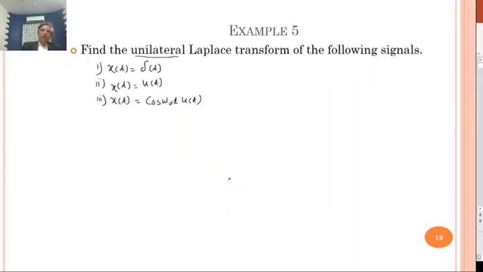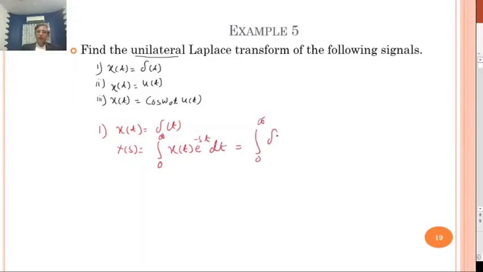Now find the unilateral Laplace transform of the following signals. The first signal is delta t, the delta function. By the definition of the Laplace transform, we write 0 to infinity for the unilateral Laplace transform. This is x of t e raised to minus st dt, that equals 0 to infinity delta t e raised to minus st.